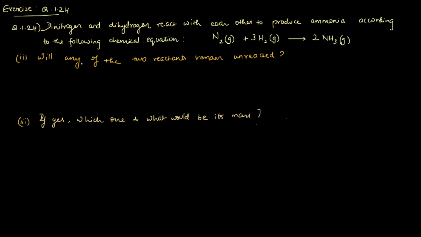The next subdivision of the question asks, will any of the two reactants remain unreacted? So which will remain unreacted? The excess reagent will remain unreacted. And we have seen that the excess reagent here is dihydrogen, that is H2. So H2 remains unreacted because, since nitrogen is the limiting reagent, it will be completely consumed in this reaction.